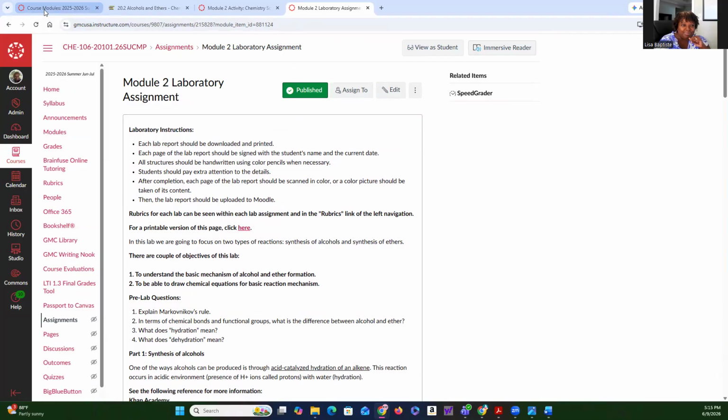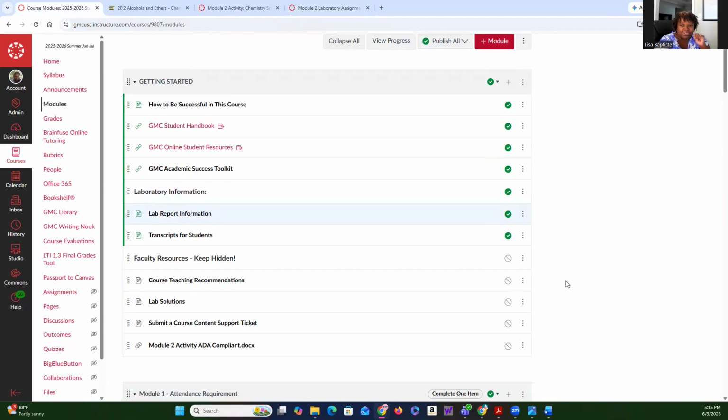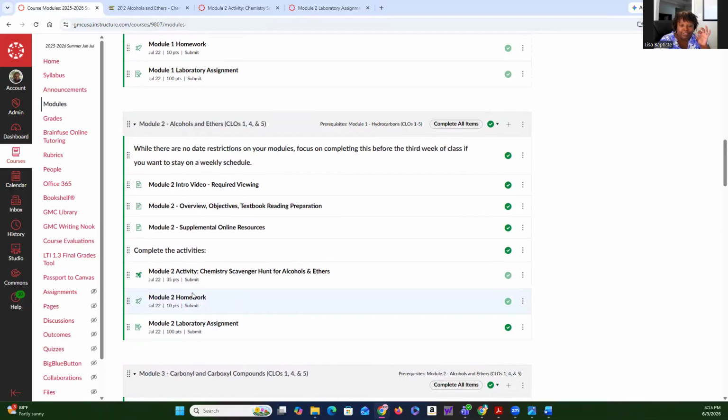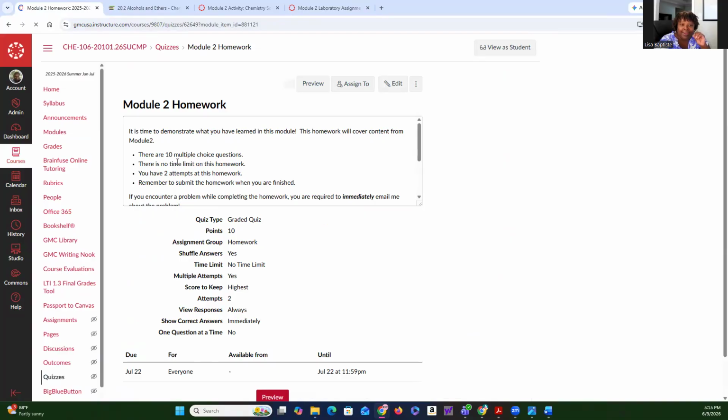Once you've completed it, remember you want to drop that in the Dropbox so that it will be ready to be graded. So going back to Module 2, the other assignment that you'll be working on is the Module 2 homework. And in the homework, it's 10 multiple choice questions. There's no time limit, but you do have just 2 attempts.